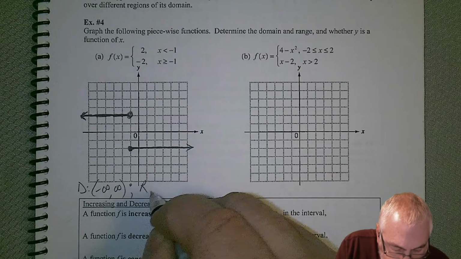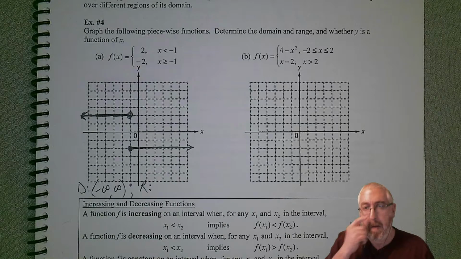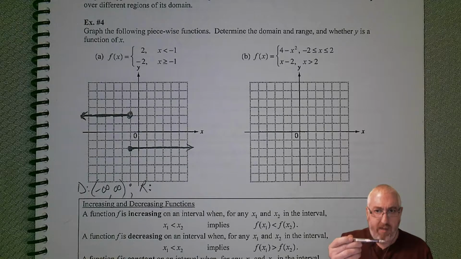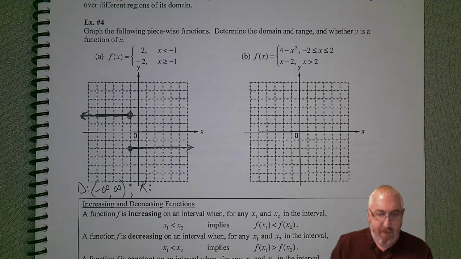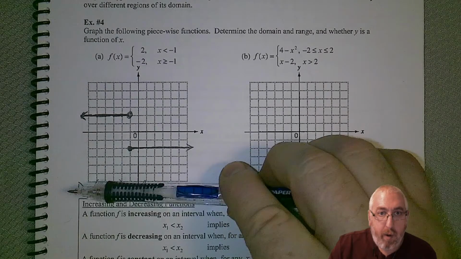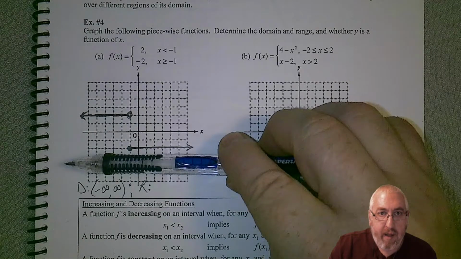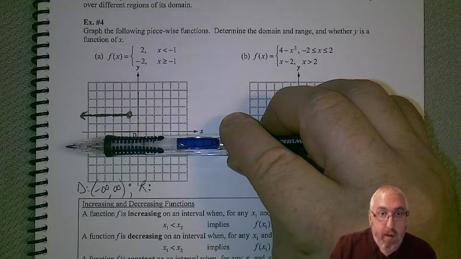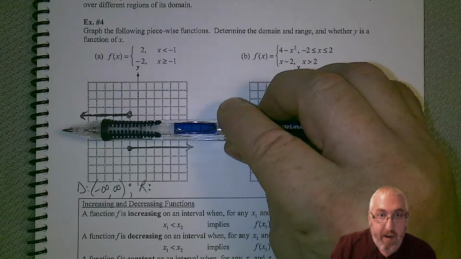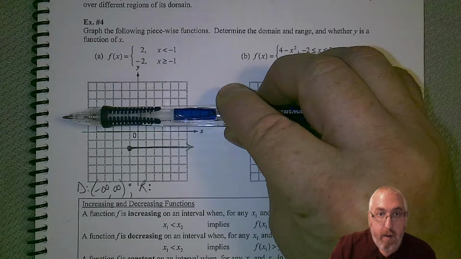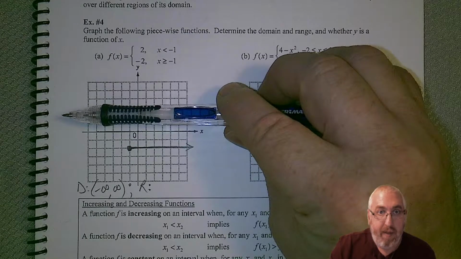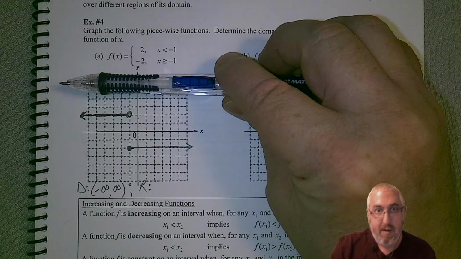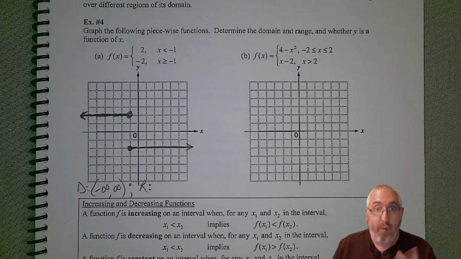And then the range is a little trickier. Remember, we want to use that horizontal line and pass through it. So we're not hitting anything, not hitting anything, and then wham, we're hitting -2. Not hitting anything, and then wham, we're hitting +2. And then not hitting anything after that. So there's only 2 numbers in the range.